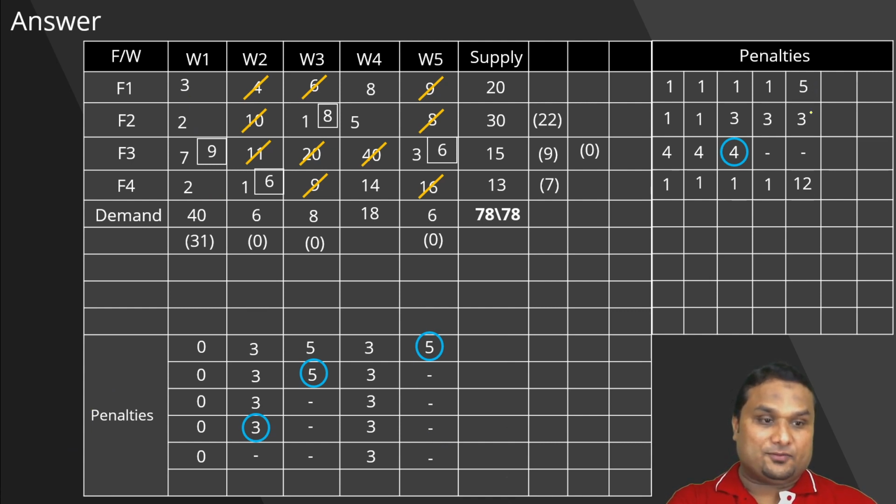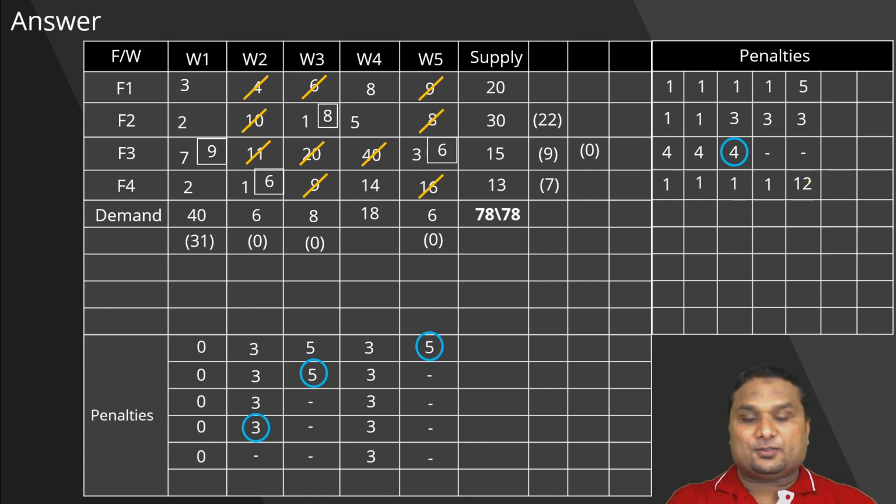So 5, 3, 12. Now we have 2 penalties on this side. So 2 and 2, which is 0, and here it is 5 and 8, which is 3. So which is the highest penalty? The 12 is the highest penalty. The scenario becomes complex. Not complex, it's very easy. That means if you are not transporting at 2 rupees per unit, your cost of transportation will increase to 14 rupees. So we have to choose 12.